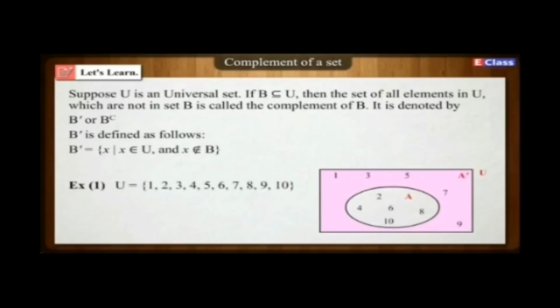Let's take an example. Here the universal set is given with the elements 1, 2, 3, 4, 5 up to 10. And we have a set A with the elements 2, 4, 6, 8, 10. Now A complement will be 1, 3, 5, 7, 9. As you can see in the Venn diagram also, all the elements of the universal set which are not in set A will be the A complement.